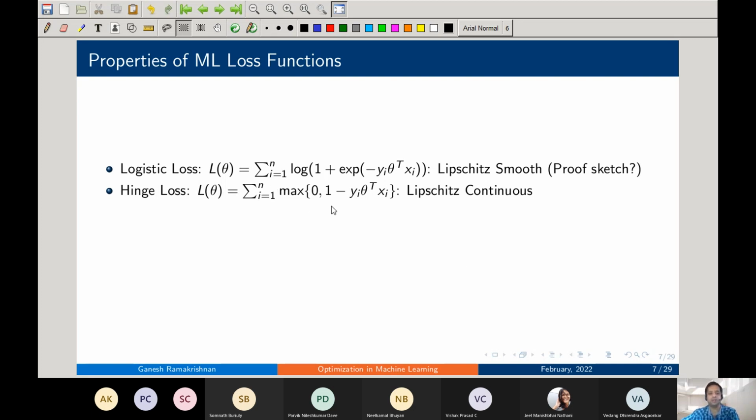Hinge loss. Any suggestions? I'll do a couple in a little detail. Others, after a point, you will pick up yourself, right? Hinge loss. What would you do? Again, my suggestion is use a simpler function. What would be a simpler function? Any suggestions? Use composition wherever possible.